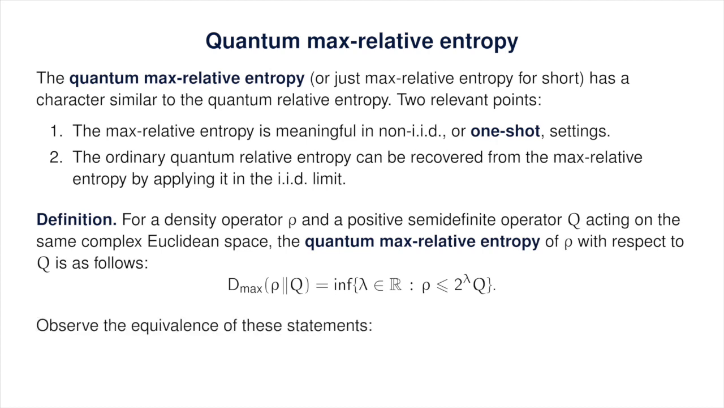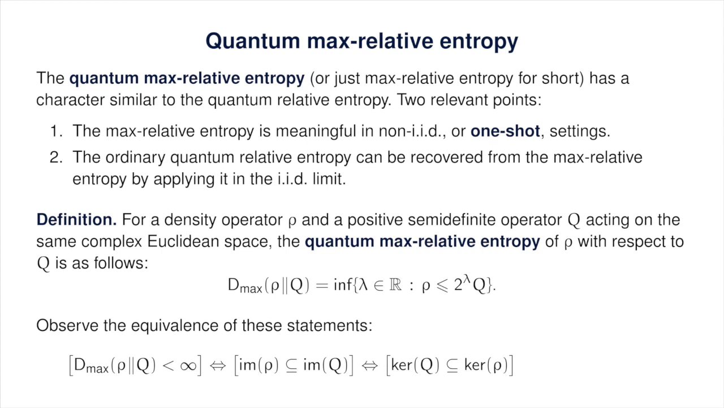Indeed, it is not hard to see that the quantum max relative entropy of ρ with respect to q is finite if and only if the image of ρ is contained in the image of q. Of course, the image of ρ being contained in the image of q is equivalent to the kernel of q being contained in the kernel of ρ, and you will sometimes see this condition expressed in this way. But either way you express it, you will note that this is exactly the same condition under which the ordinary quantum relative entropy is finite.